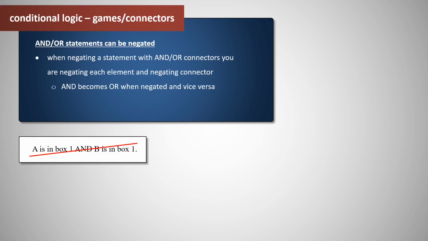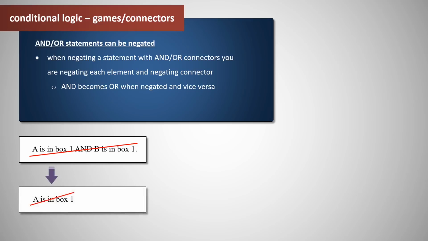Well, this is what I said about how you negate all the elements individually. You take the first one, A is in box 1. That becomes A is in box 1 by itself crossed out. Now the and becomes or, and then B is in box 1 is also individually crossed out. So these two things mean the same thing. If it's not true that A is in box 1 and B is in box 1, what that means is it's not true that A is in box 1, or it's not true that B is in box 1. Because remember, and means together. So you're saying they're not together in box 1. Well, maybe only one of them is, or maybe they're both on the right.